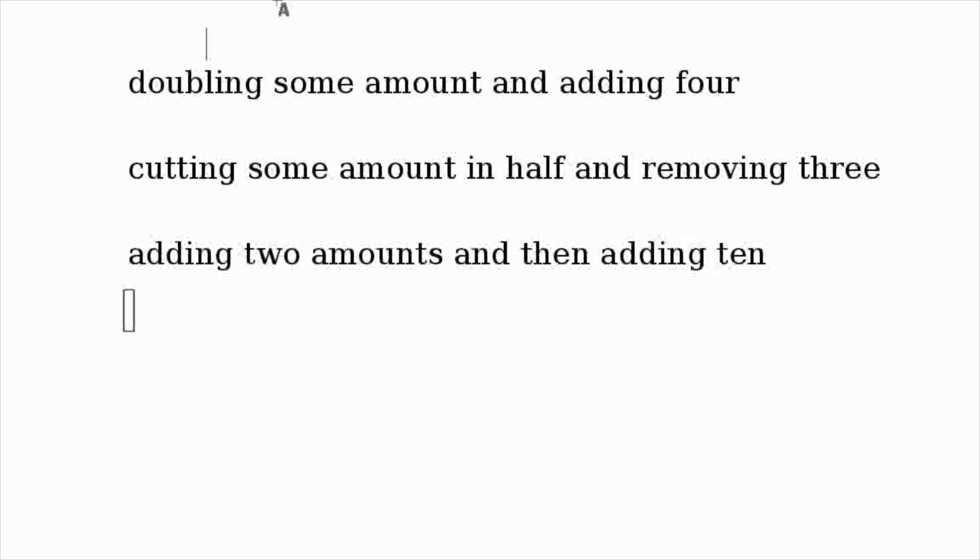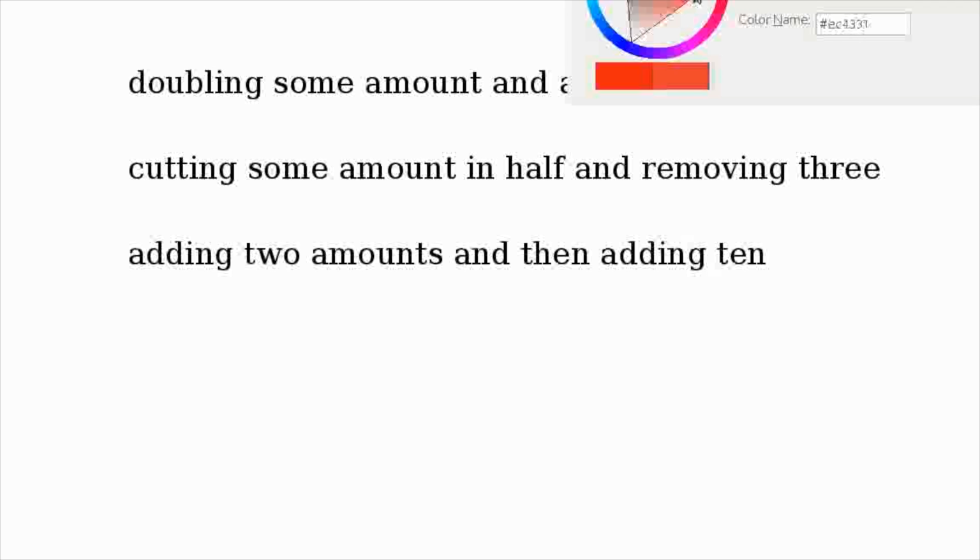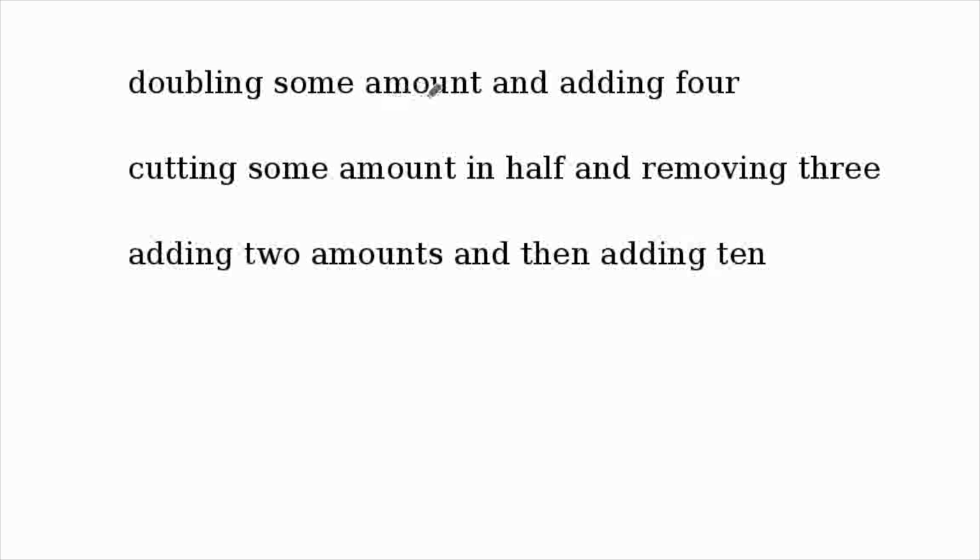Decoding these English phrases. Doubling some amount: the first thing we need to do is decide on what letter we want to use for the unknown amount. As I said, traditionally we use x and y, but you don't have to. Doubling some amount and adding 4. So doubling mystery value x and adding 4 would look like that.